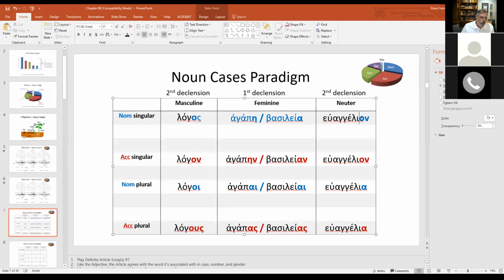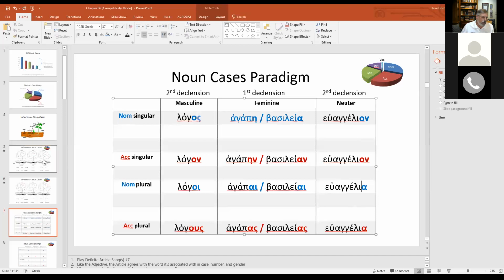Again, I want you to notice that they all have the omicron stem ending. Well, this one doesn't. It actually does, but it has an omicron there. But there's an event that occurs called contraction, in which the omicron goes away and becomes the alpha. We're not going to get into that for another couple of weeks. But it actually is there. You just don't see it.